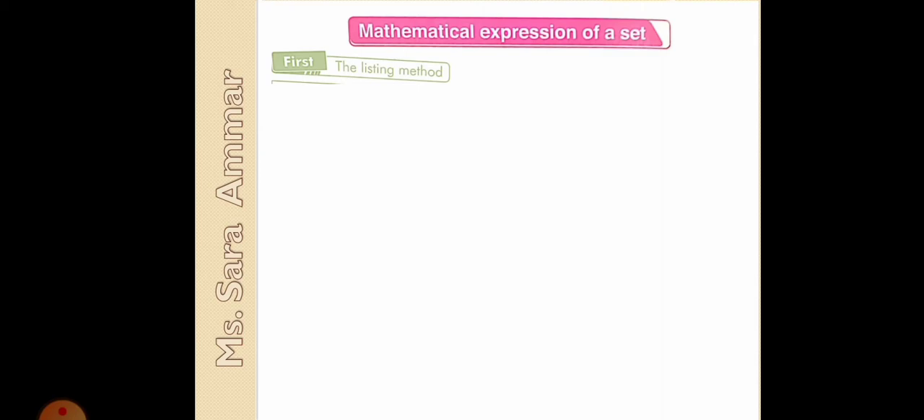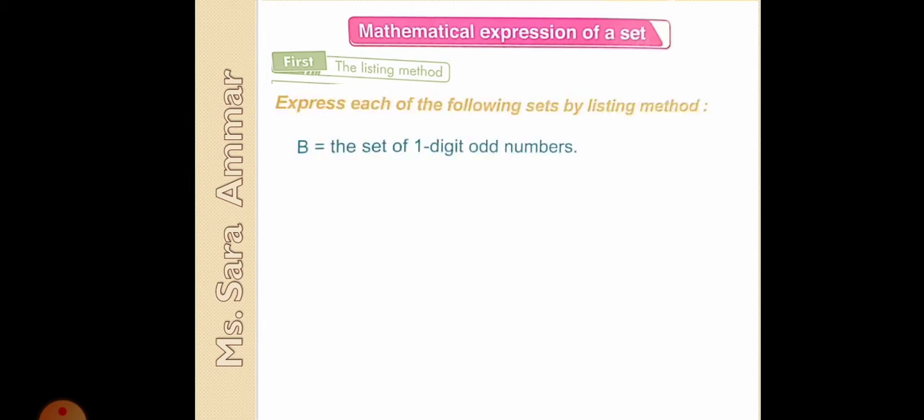Now, we have two ways to write the set. We can use the listing method, which is like a list, like a menu in a restaurant. Okay, so the listing method here, to see an example, like when I write B equals the set of one-digit odd numbers. What does this mean?